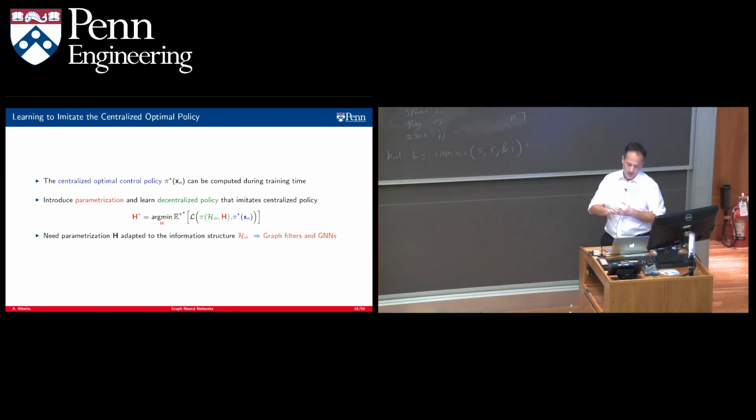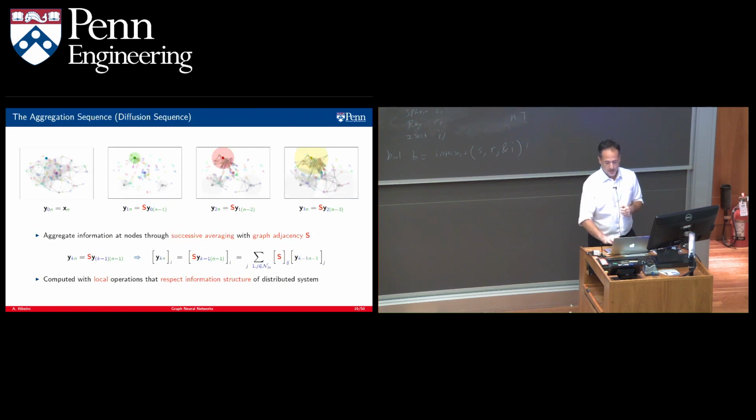Now, that's where the challenge arises, right? Because of the choice of parametrization here. Oh, by the way, what is this problem doing? This P star is the centralized policy. That's the policy you're trying to learn. You're trying to train that learning parametrization, but what should this parametrization be? Well, that's where the graph filter or the graph neural network comes into consideration.